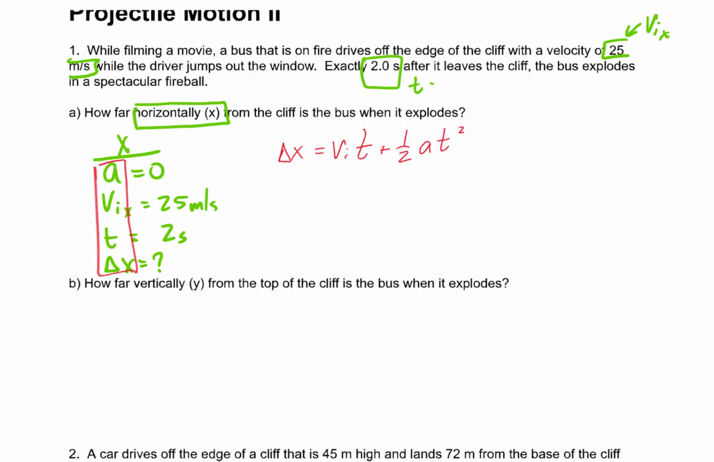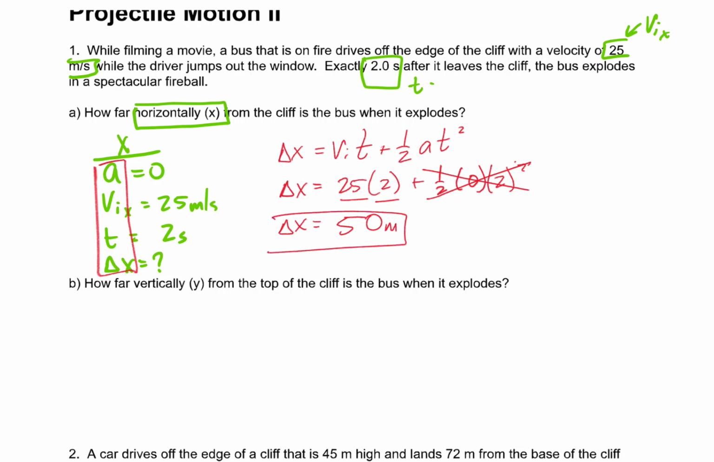If we plug all the things in that we have, delta x is equal to 25 times 2 plus 1/2 times 0 times time squared, so times 2 squared. But since the acceleration is 0, that whole term goes away. Since I'm moving with constant velocity, my displacement is just going to be the velocity, 25 meters per second, times the time, 2 seconds, or my delta x is 50 meters.